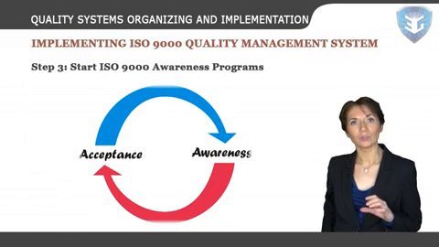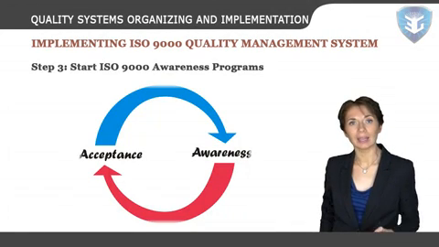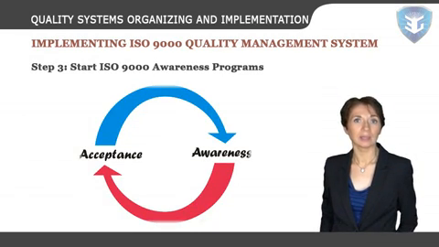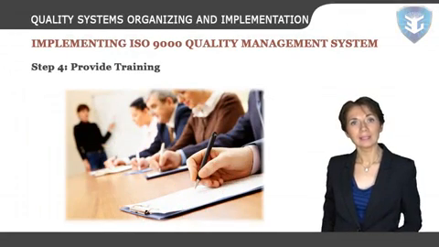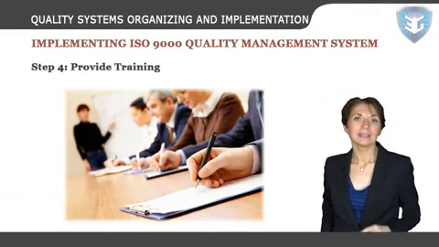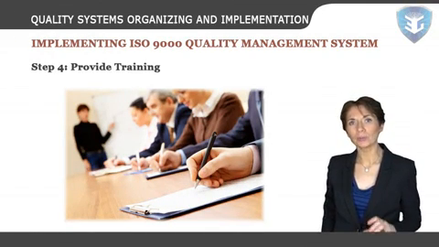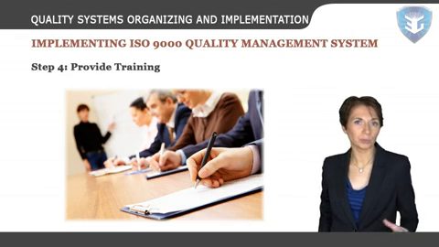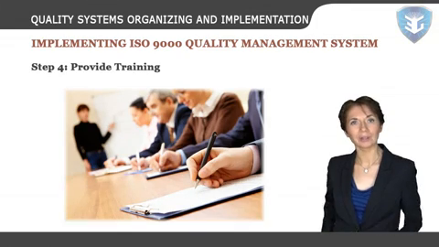The ISO 9000 awareness programs should be conducted to communicate to the employees the aim of the ISO 9000 quality management system, the advantage it offers to employees, customers, and the organization, how it will work, and their roles and responsibilities within the system. Step 4. Provide training. Since the ISO 9000 quality management system affects all the areas and all the personnel in the organization, training programs should be structured for different categories of employees: senior managers, middle-level managers, supervisors, and workers.